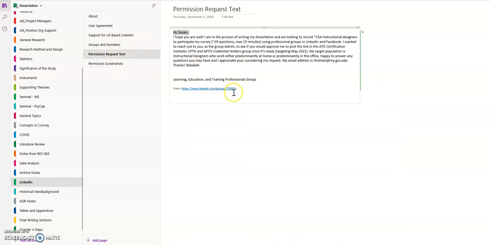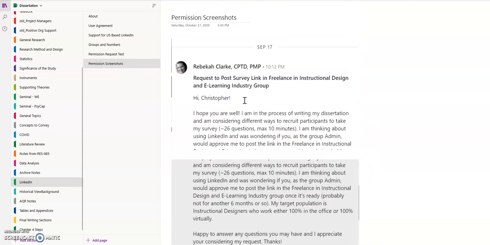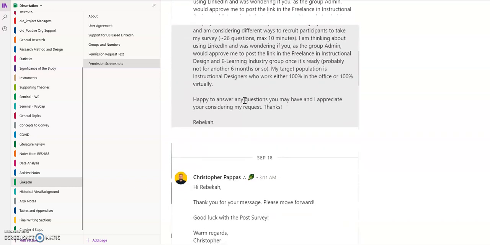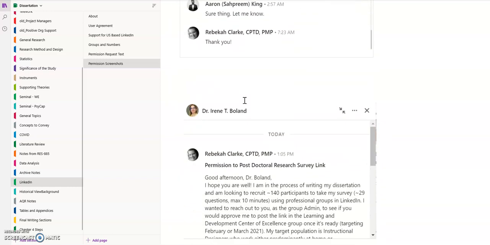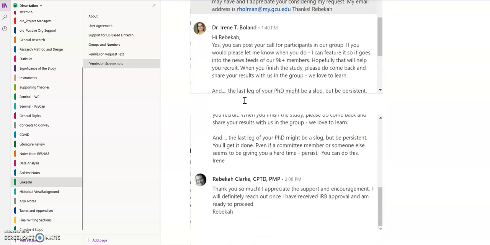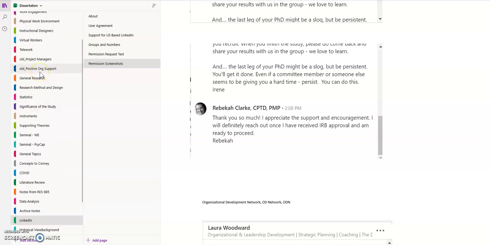This is the message that I sent to everybody to get permission to post in the groups, and I just cut and pasted and made the changes. And then once I got the permission, I screenshotted all the conversations so that I could quickly just cut and paste those right into the appendix of the dissertation. So that's how it's set up. The general themes here, sub-themes, and then all the notes.